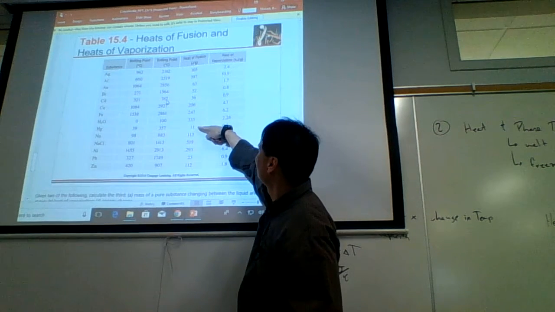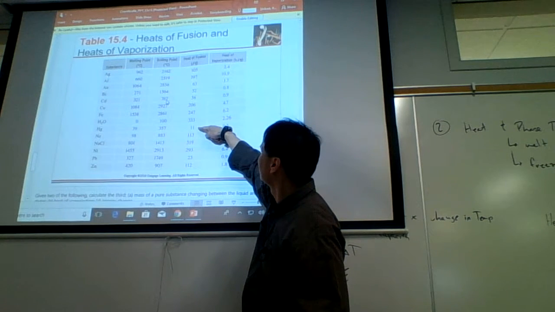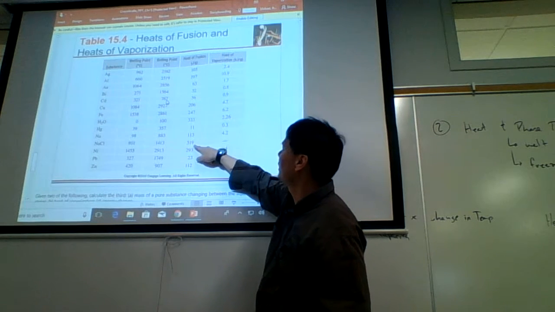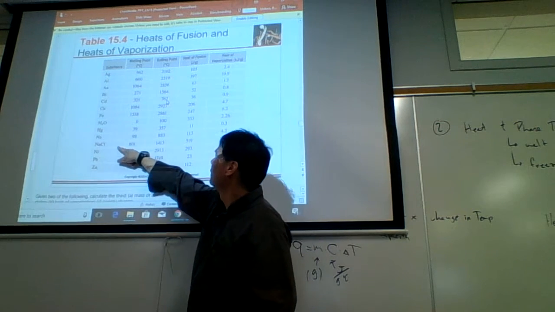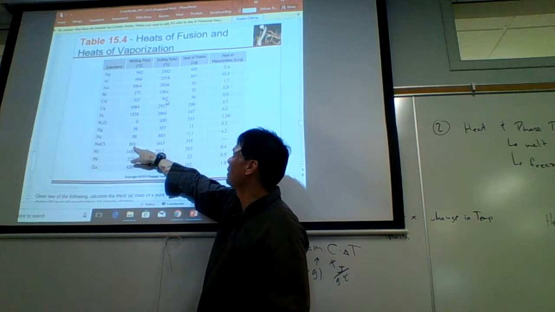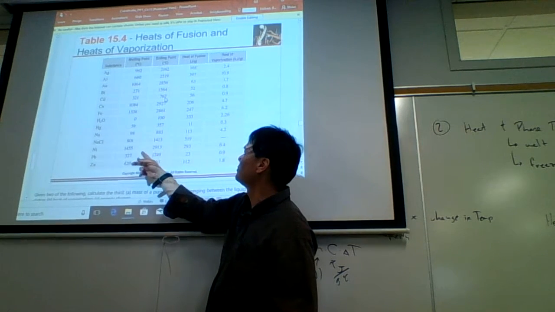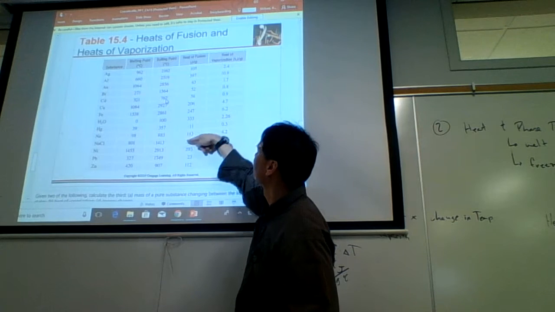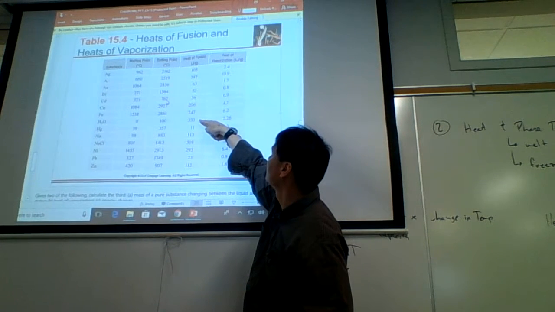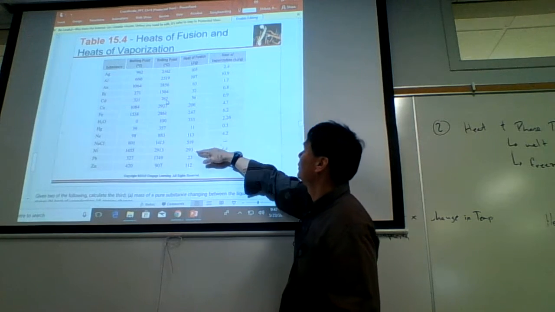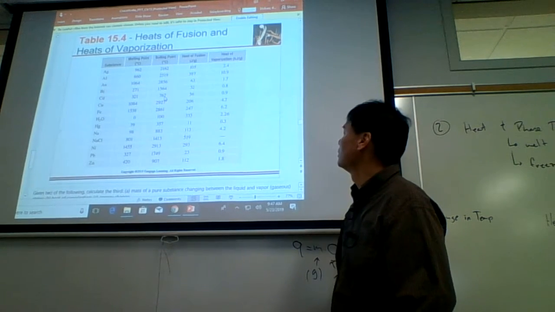The highest heat of fusion would be what on this list? NaCl. In order to melt NaCl, it would require 519 joules to melt a gram. And its melting point would be at 801. So we have to heat it all the way up to 801, and then as you start adding that energy, it'll start to melt. Water is pretty high too, 333. And so heat of fusion is the amount of energy required to melt.